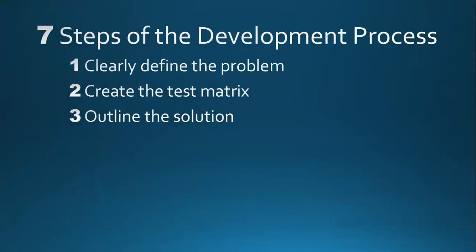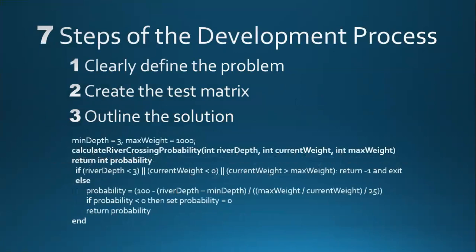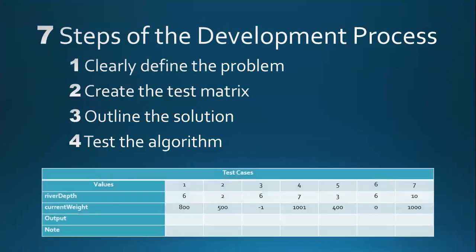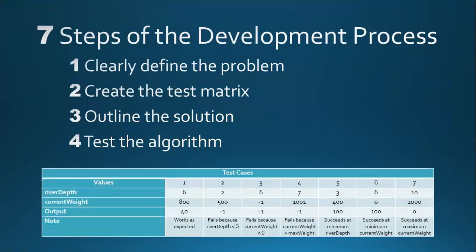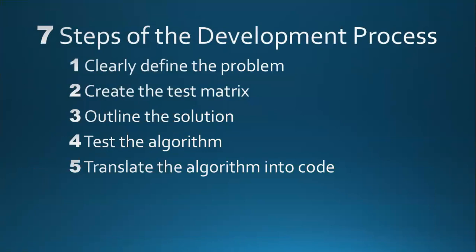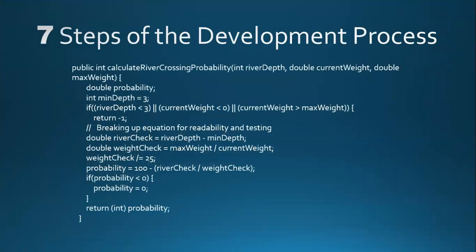To outline the solution, we'll use a formula to calculate the probability of success. Using pseudocode, we can create a formula to account for our inputs and receive an acceptable output. Note that we've also accounted for any potential invalid errors and to handle them appropriately. Now we need to test the algorithm we created. Using this test case chart, we can take our test matrix values and one by one enter each value into our formula to ensure that we receive the output expected. Step 5 puts our theories to the test. We take our algorithm and translate it into usable code.